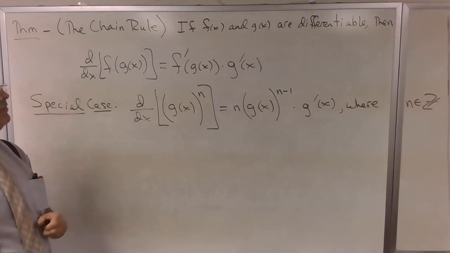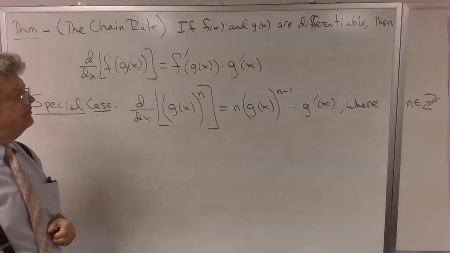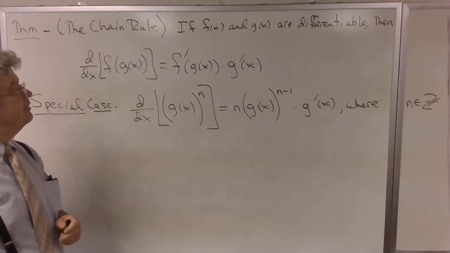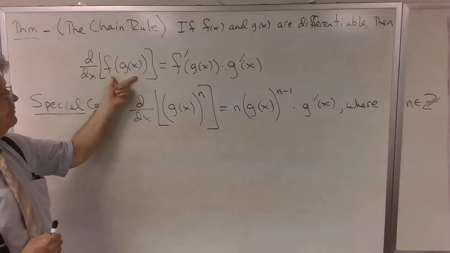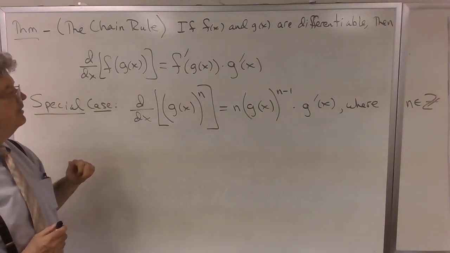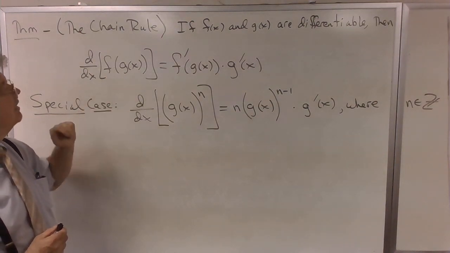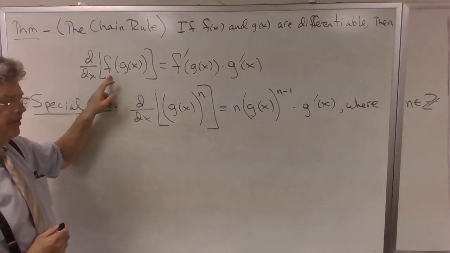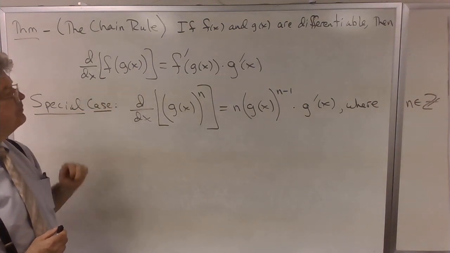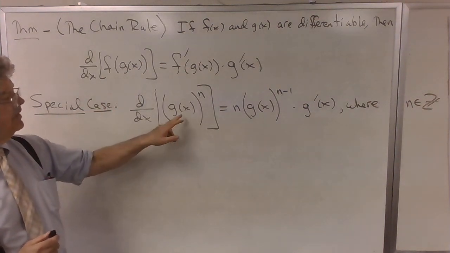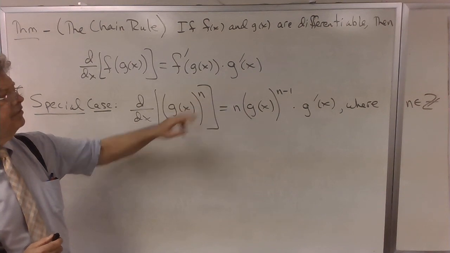This is a special case of the chain rule. And I call it a special case just because it appears to be different than most composite functions. With most composite functions, we have outer to the left and inner to the right, or outer to the left and inner inside. Here we have the inner inside and the outer function to the right.